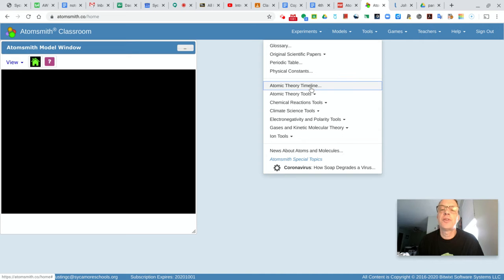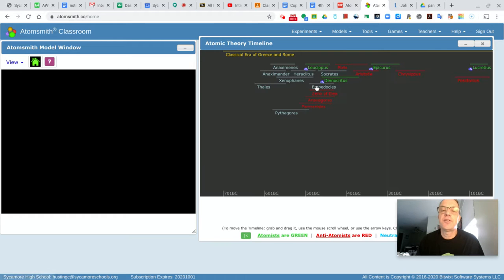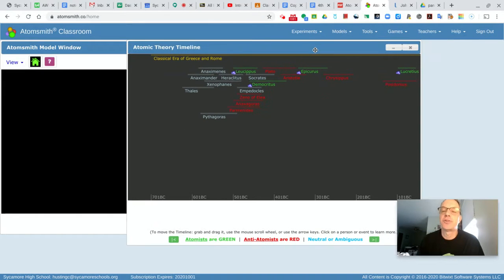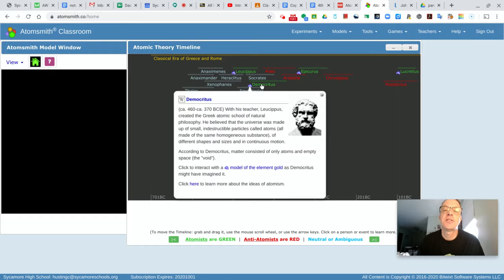We're going to go to atomic theory timeline, and here are the things I'm going to point out that are probably the most important. So it starts a long time ago, and what I like about this is they talk about people who did believe in the atomic theory, and the anti-atomists in red, and then people who weren't quite sure in neutral. So we're going to start back, and the grandfather of all was Democritus.